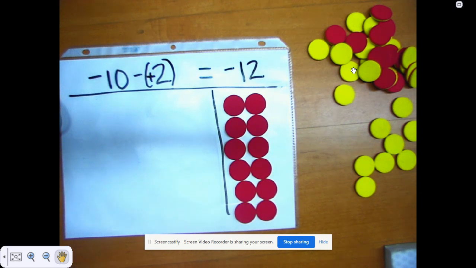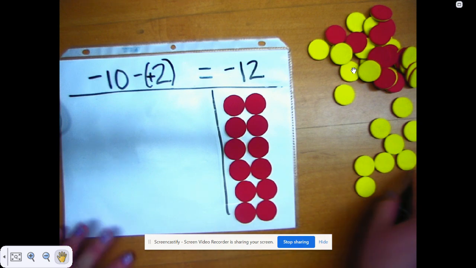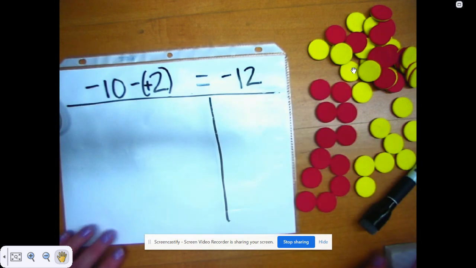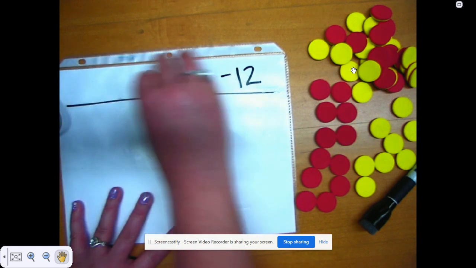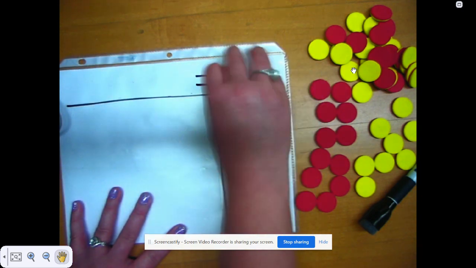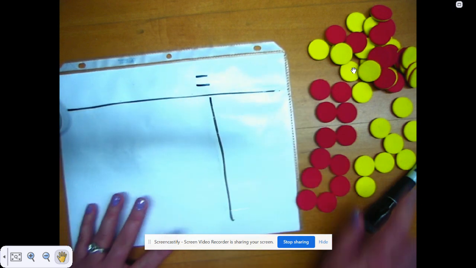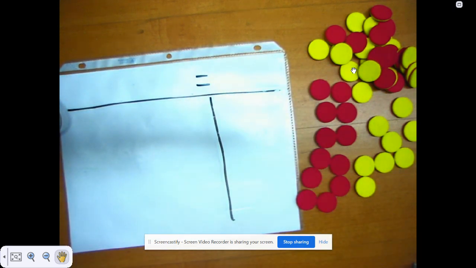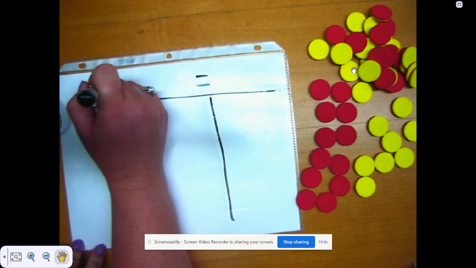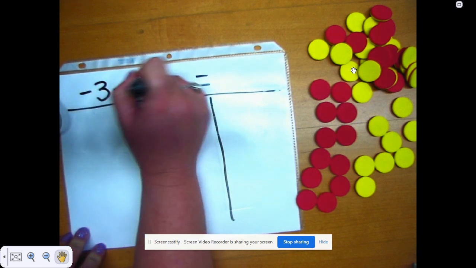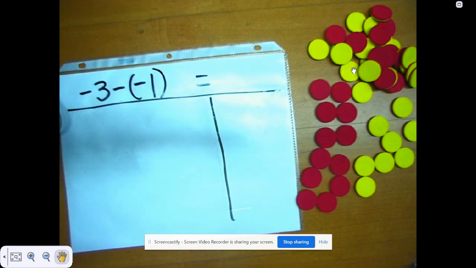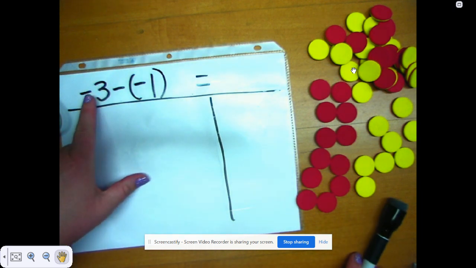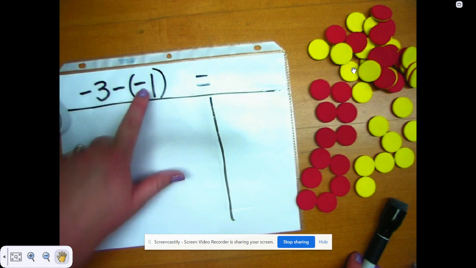Let's try one more, and then I'm going to let you practice for yourself. And I hope you're doing this along with me because it's easier to do when you're doing it with me. And I'm trying to go slow enough for you to do it with me. Let's do negative 3 minus negative 1. What does this say? It says negative 3 minus negative 1.